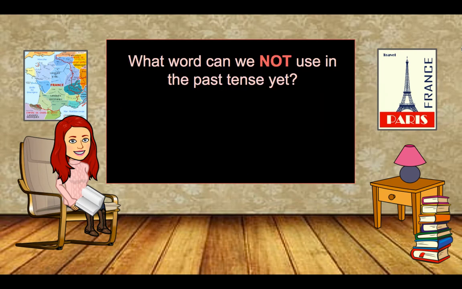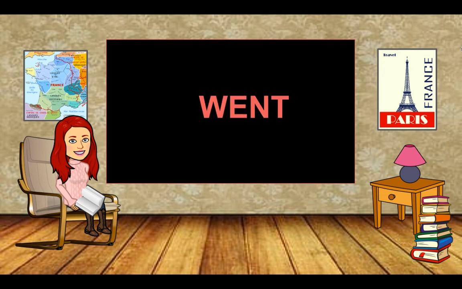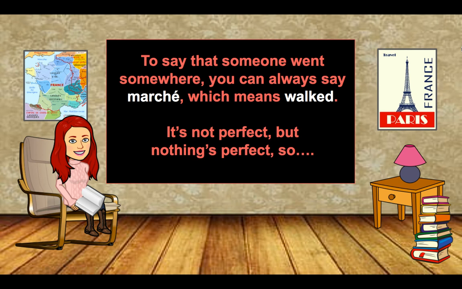What word can we not use in the past tense yet? What did I just say? Went, right? We're not talking about where she went. If you want to say she went somewhere, you can always use the verb marcher, which means walked, right? Elle a marché au supermarché. It's not perfect, but nothing's perfect, so we're just going to live that way.